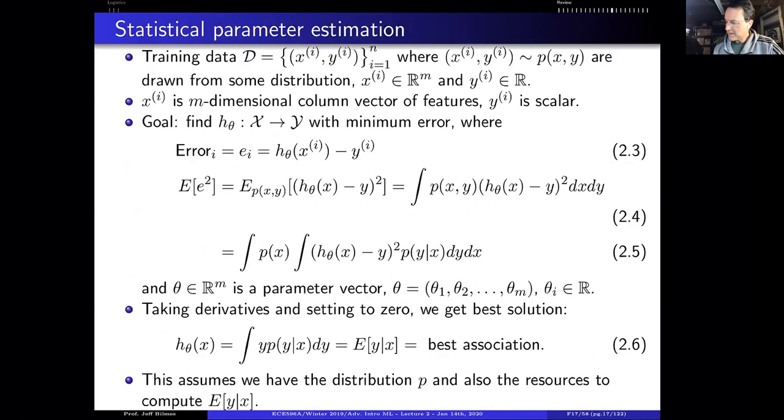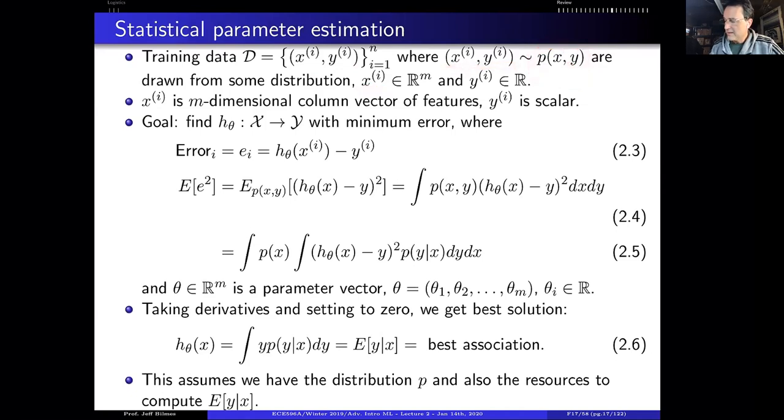Right, so we're going to talk about a lot of different ways. In fact, the strategy we're talking about for associative memory is statistical parameter estimation, where we have a training data set which consists of input-output pairs. These are drawn presumably from a probability distribution. This is the probabilistic assumption, and that's why it's called statistical parameter estimation. We're assuming that there's some underlying probability distribution which our training data is drawn from.